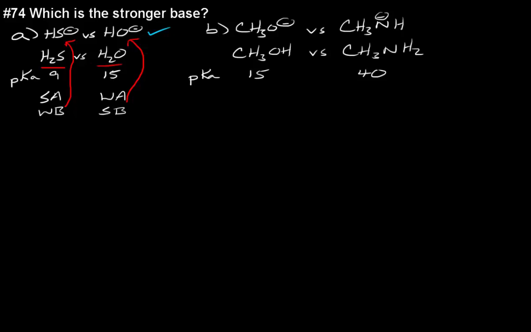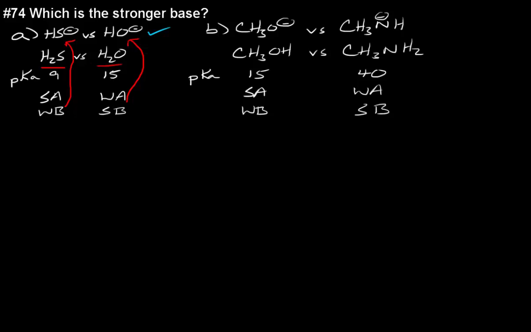So of these two, we can talk about which is more basic, the methanol or the methylamine. Remember, pKa is talking about acidity. The lower that number, the more acidic something is. Between these two, the methanol is going to be the stronger acid, and the methylamine is going to be the weaker acid because it has a huge pKa. If the methanol is a stronger acid, it must therefore be a weaker base. Same thing for the methylamine: since it's the weaker acid of the two, it must therefore be the stronger base of the two.